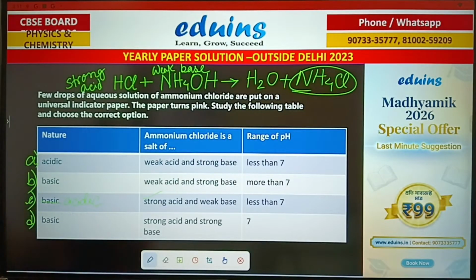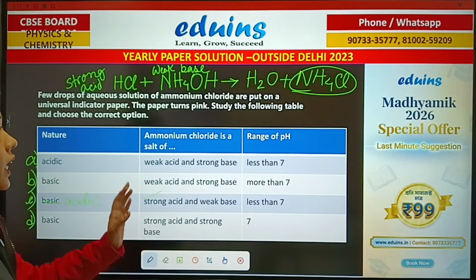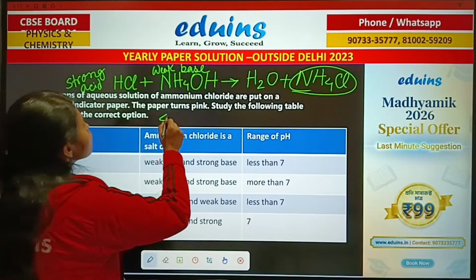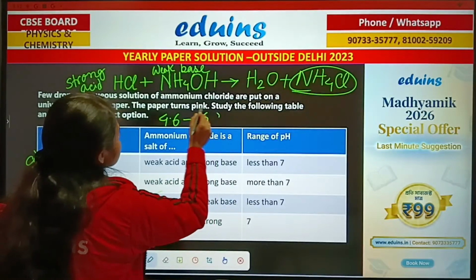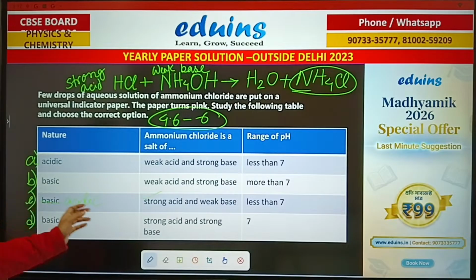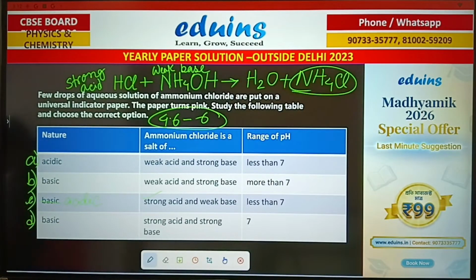So this is acidic in nature, and less than 7 is the range of pH, because we know that a lower pH means acidic in nature, and a higher pH level means a base. So this mixture has a pH level in the range of 4.6 to 6. That means the range of pH is less than 7. So option C is the right answer. Okay, clear?